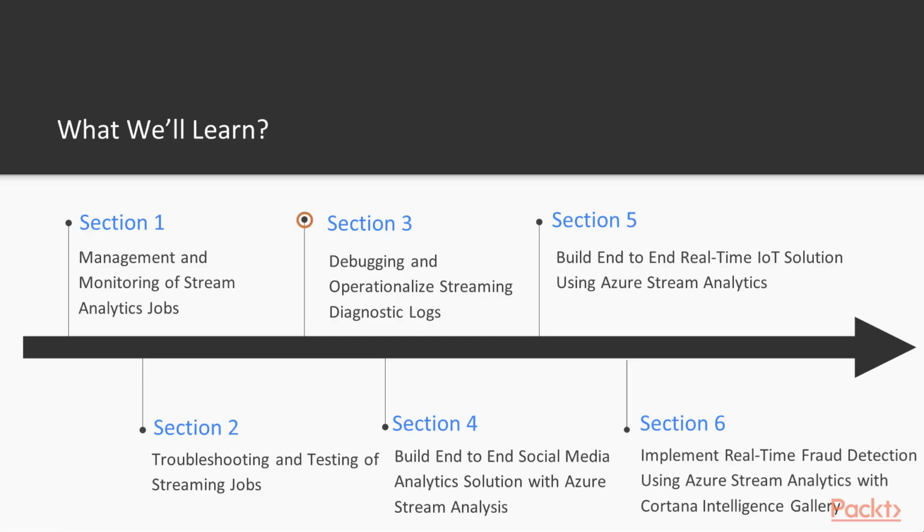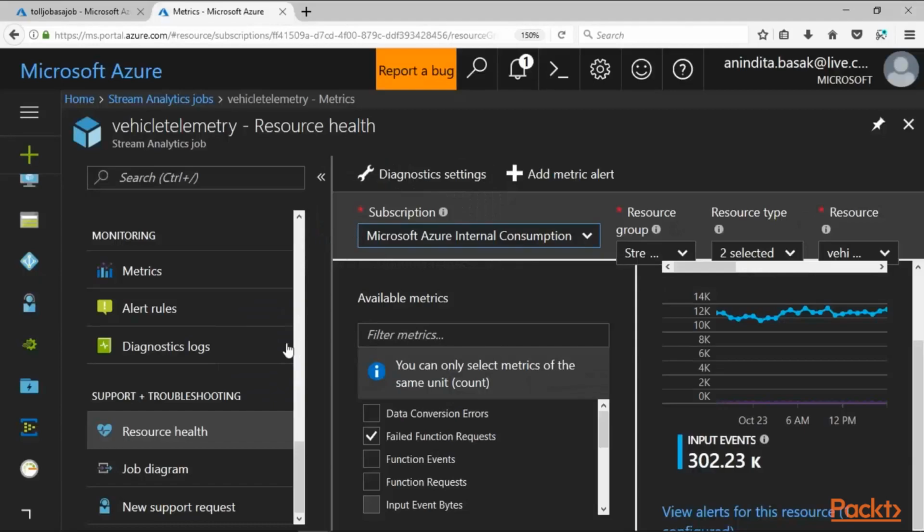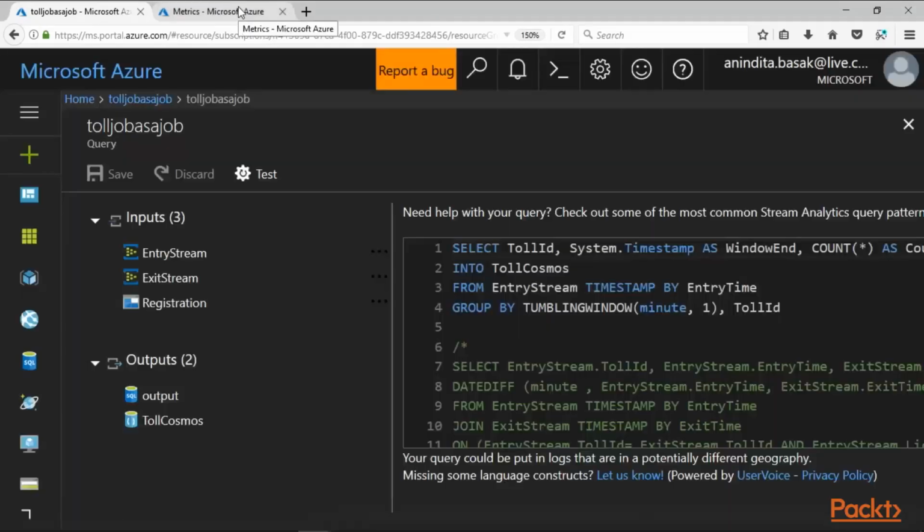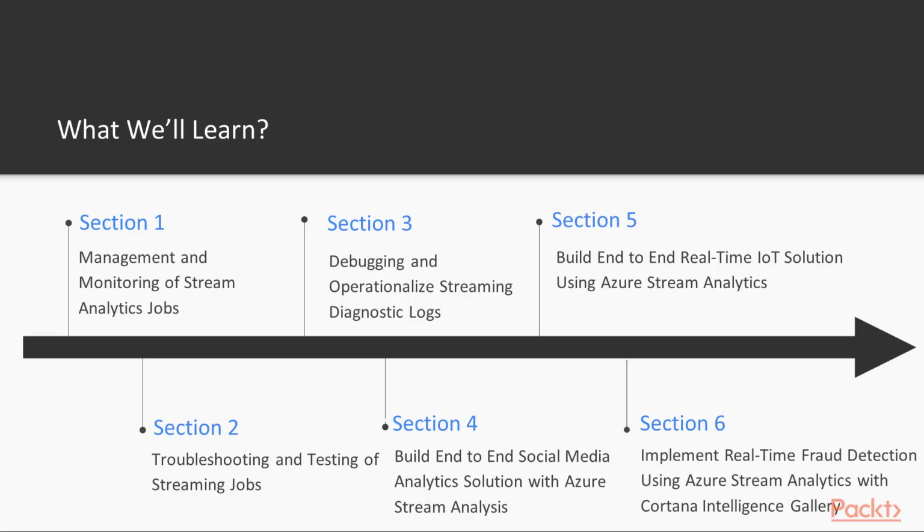Then in the third section of this course, we have discussed how to debug and operationalize streaming diagnostics log. In the debugging section, we have demonstrated videos on how to debug jobs using the select into clause, how Azure Service Bus Event Hub manages the order handling of events, how to optimize the streaming units based on the streaming unit factor, and how to operationalize stream analytics jobs using diagnostics log.